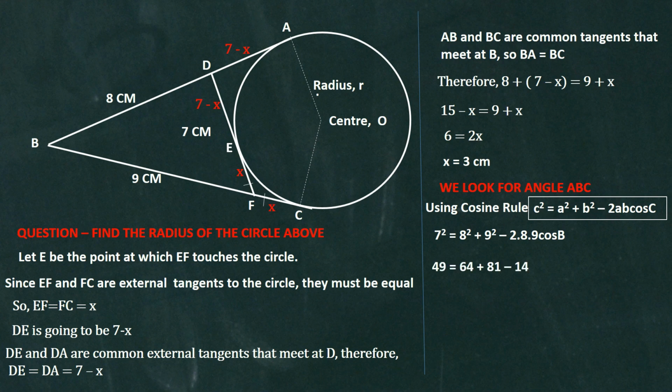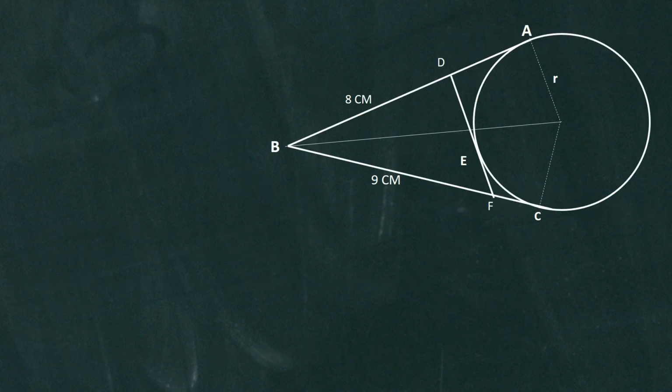7 squared is 49, 8 squared is 64, 9 squared is 81, and 2 times 9 times 8 is 144 cos B. 64 plus 81 is 145, and so we go and take 145 to the left hand side, so we have 49 minus 145 is equal to minus 144 cos B. To continue, I have brought the diagram on this side, but in a more simplified form. You notice we still have the same dimensions.